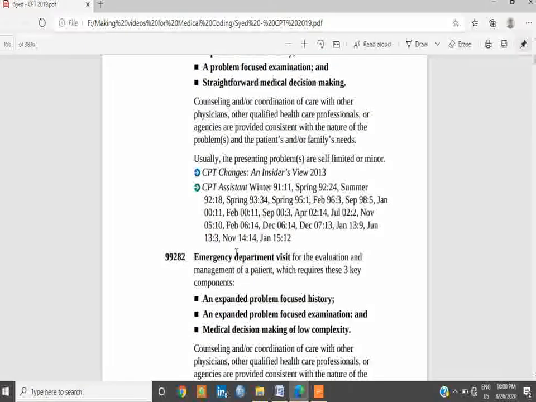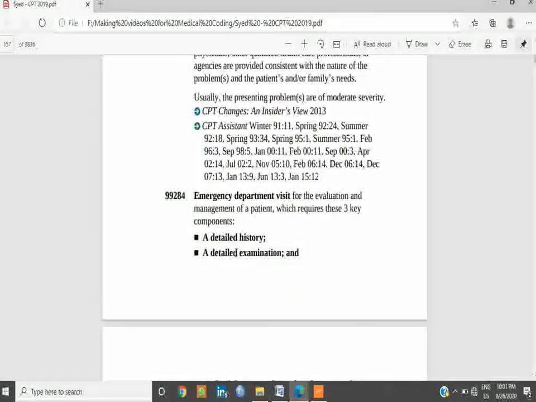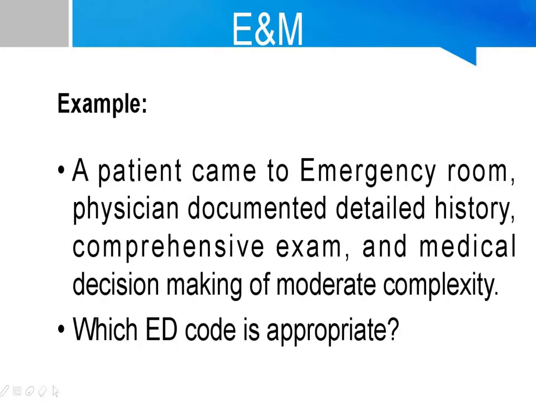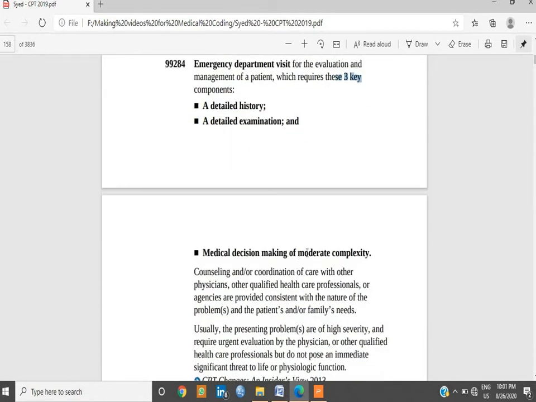Let's say detailed history. Yes, detailed history. Second is comprehensive exam. Is it 2 out of 3? No, we need to go for all three components. 3 out of 3. Here we have moderate complexity as well and detailed history, but not a comprehensive exam.